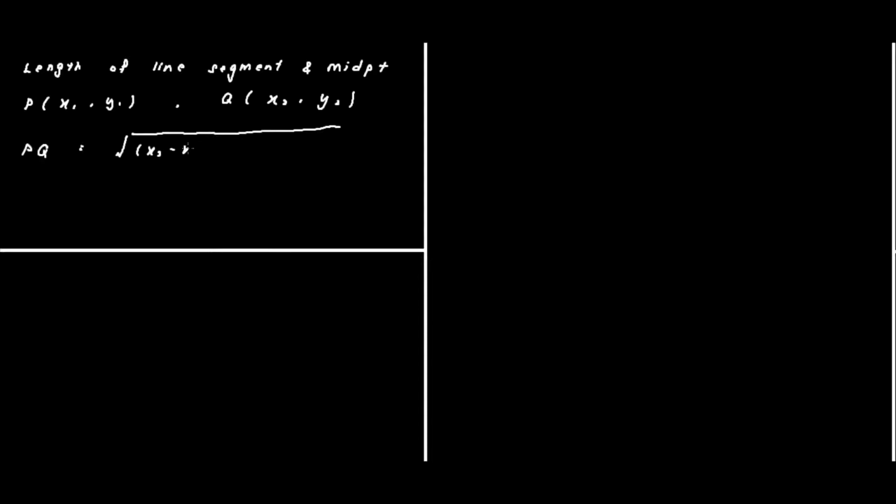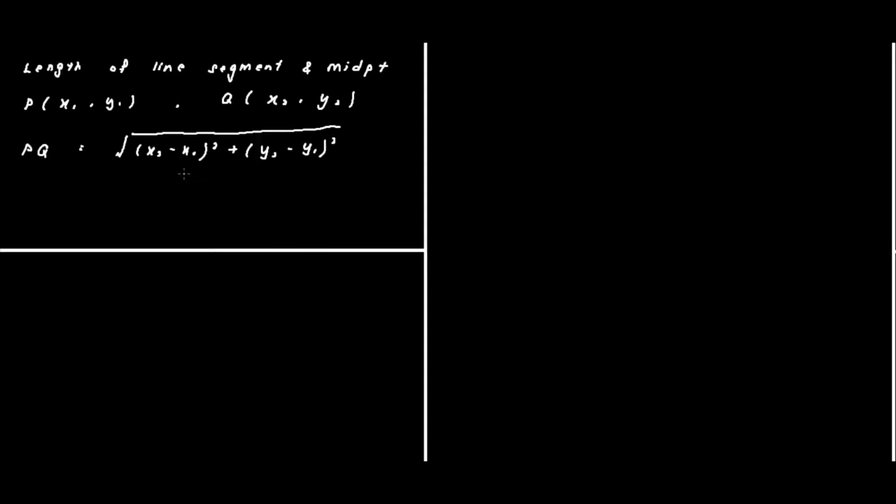So let's say we have 2 points on the coordinate, meaning I have one point P which is x1, y1, and the other point Q, which is x2, y2. For me to find the length of PQ, I'll be using the formula square root of x2 minus x1 squared plus y2 minus y1 squared. This is like the Pythagoras theorem, as you know.